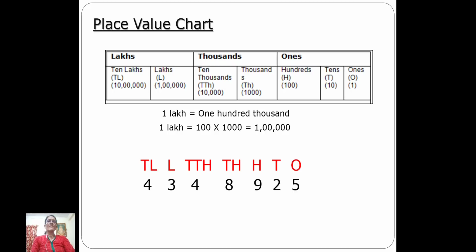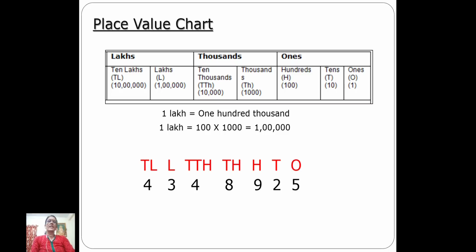Last year you studied only till lakhs, and today we are going to study a little further, a big number: 10 lakhs. After lakhs we get 10 lakhs. Now tell me, if lakhs has 5 zeros, how many zeros will come in 10 lakhs? Any guesses? Have you counted? We will get 6 zeros. Simple.